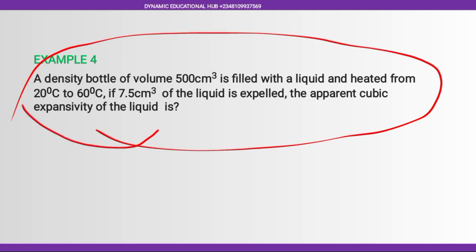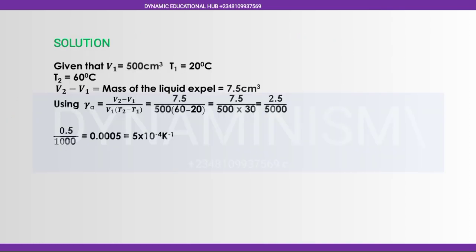This one is under the expansion of liquid inside density bottle. If you have a liquid inside density bottle, we've talked about that one. And it's a very simple, straightforward question. Let's look at how to solve it. You can try it, then you look at the solution. So you are given the initial volume of the liquid, the initial temperature, the final temperature.